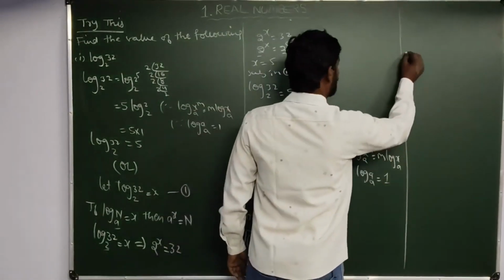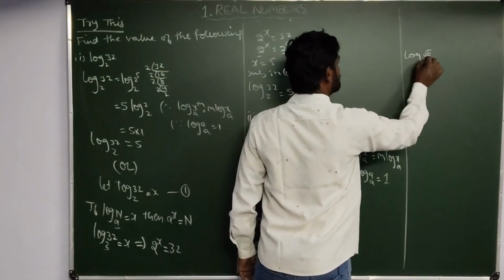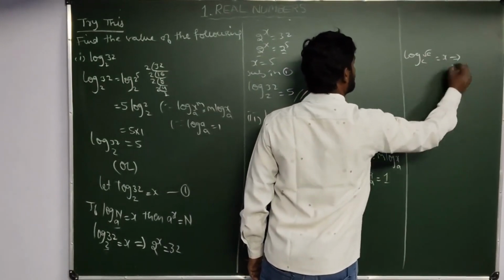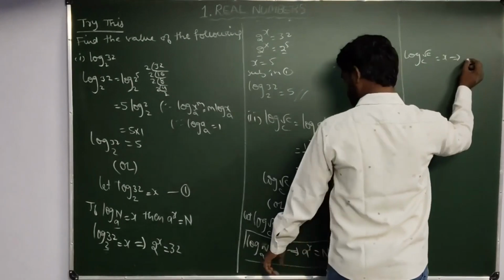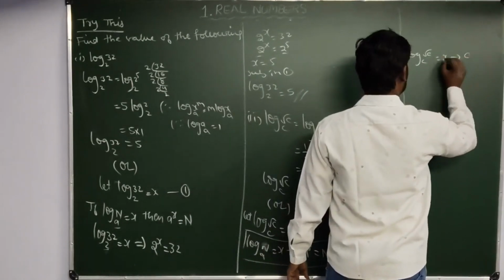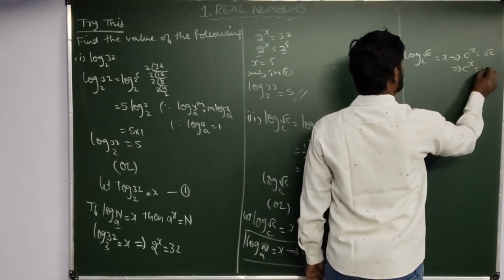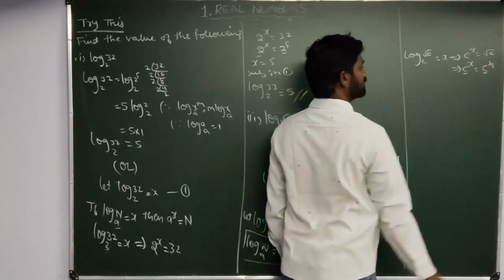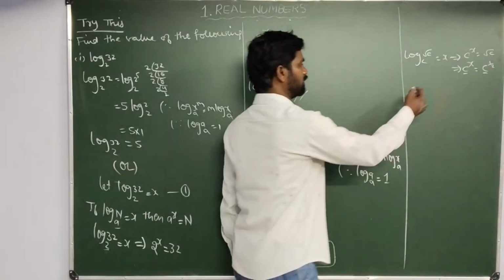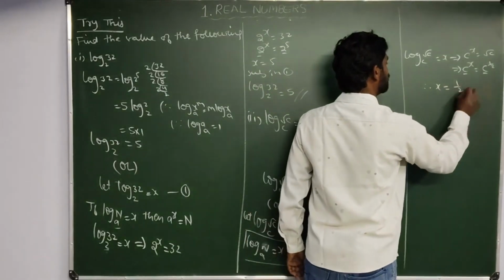That is log root c base c is equal to some x, which implies c power x is equal to root c. That implies c power x is equal to c power 1 by 2. Here the bases are the same, so we can equalize the powers. Therefore, we can say that x is equal to 1 by 2.